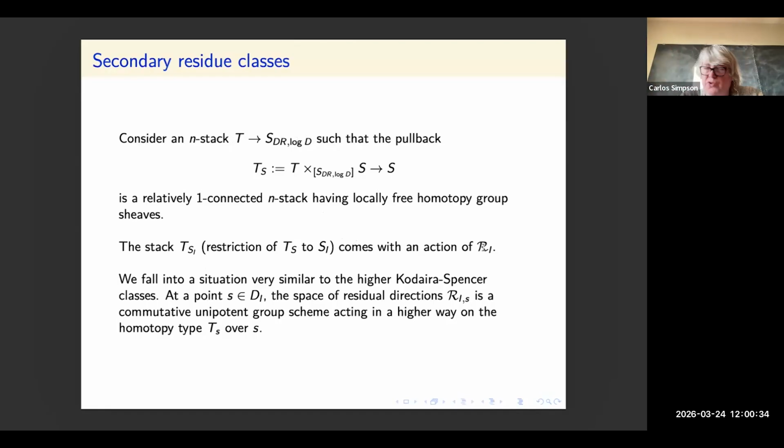And now this is a situation very similar to the higher Kodaira-Spencer classes, because the residual directions form a commutative unipotent group scheme inside the Lie algebroid, which has zero coefficients of the Lie algebroid structure. So that's very similar to just having a Higgs field, basically. And so this is going to act, but in the sense of a higher action on the homotopy type over the base, over that point.